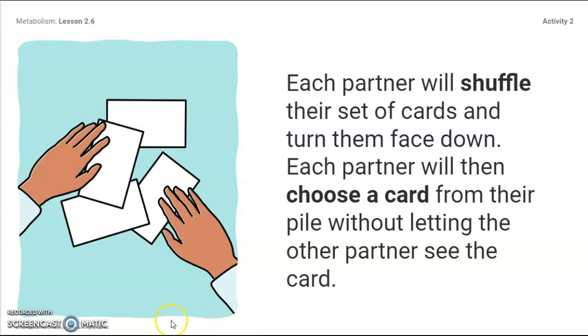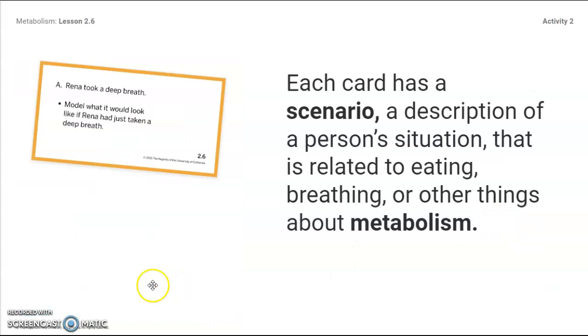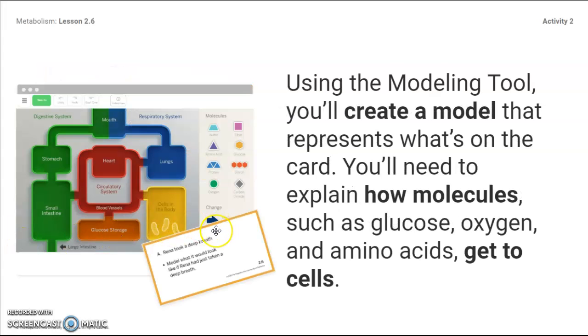Each partner is going to shuffle their set of cards and turn them face down. Choose a card from the pile without letting the other partner see. And like we said, you're going to set up that scenario in your sim. And it'll be a description of a person's situation that is relating to eating or breathing or something about metabolism. So for example, the model, what it would look like if Raina had just taken a deep breath.